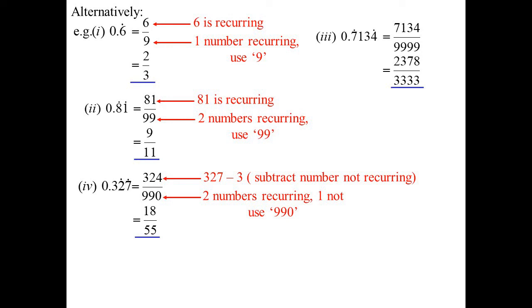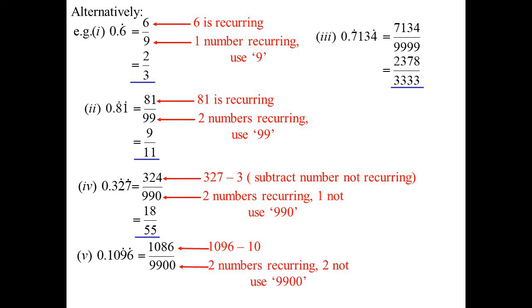There's your answer. So if I had this, 0.1096, and only the 9 and 6 are repeating, 1086 goes on top. That's 1096 minus the ones that are not repeating, which is 10. And on the bottom, 9900. 2 numbers are repeating, 2 are not. I love the fact people don't believe me, but that's good. They are checking it with their calculator. You can't be right. Surely it's not that quick.